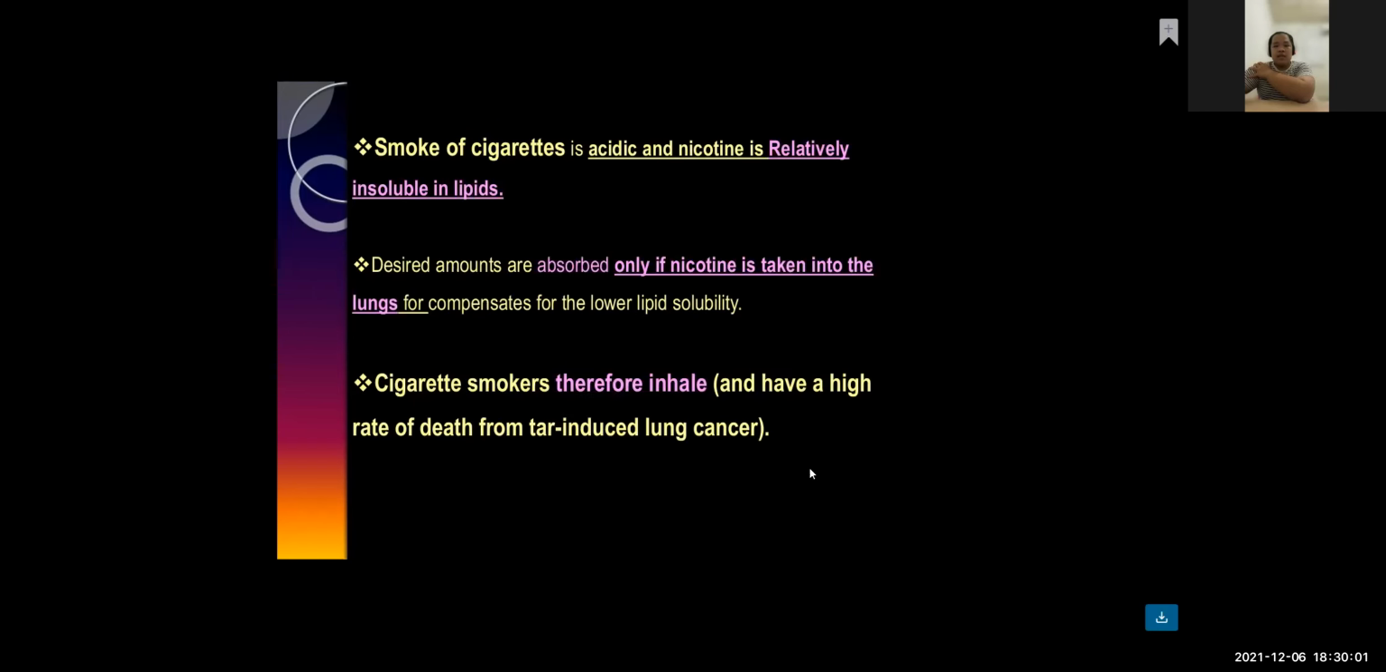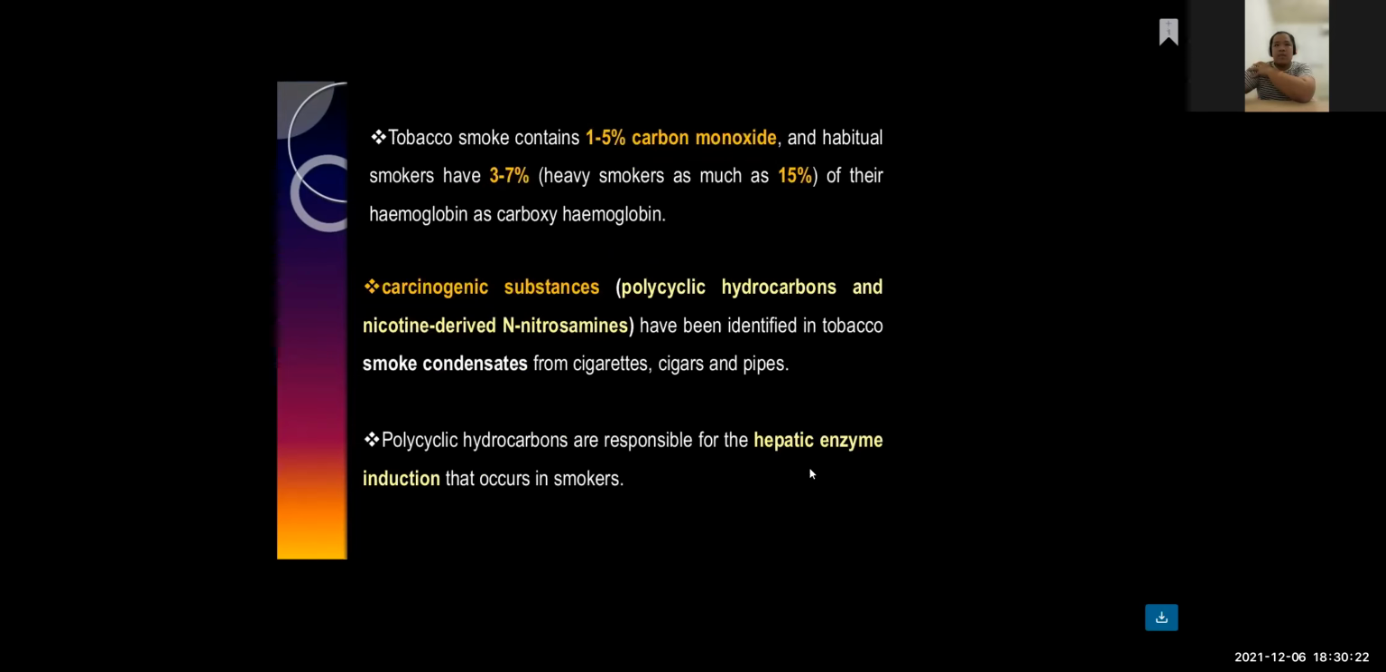Smoke from cigarettes is acidic and nicotine is relatively insoluble in lipids. The desired amount is absorbed only if nicotine is taken into the lungs, which compensates for the lower lipid solubility. Cigarette smokers therefore inhale and have a high rate of death from tar-induced lung cancer.